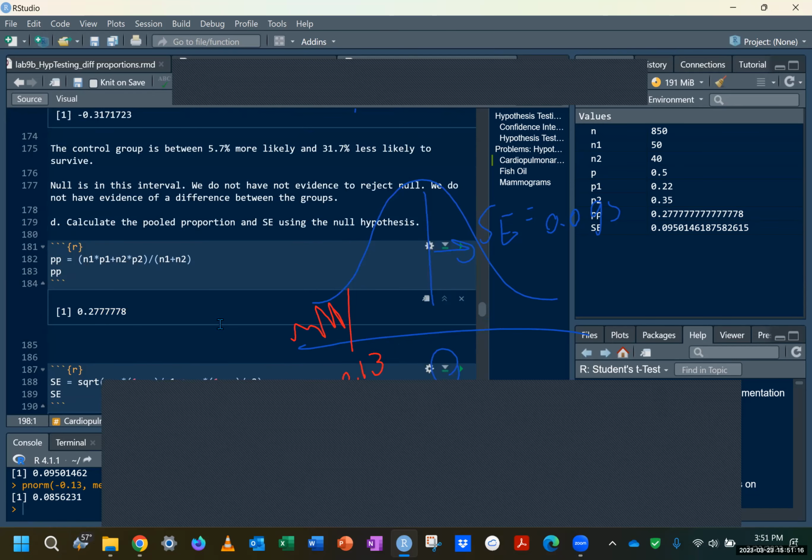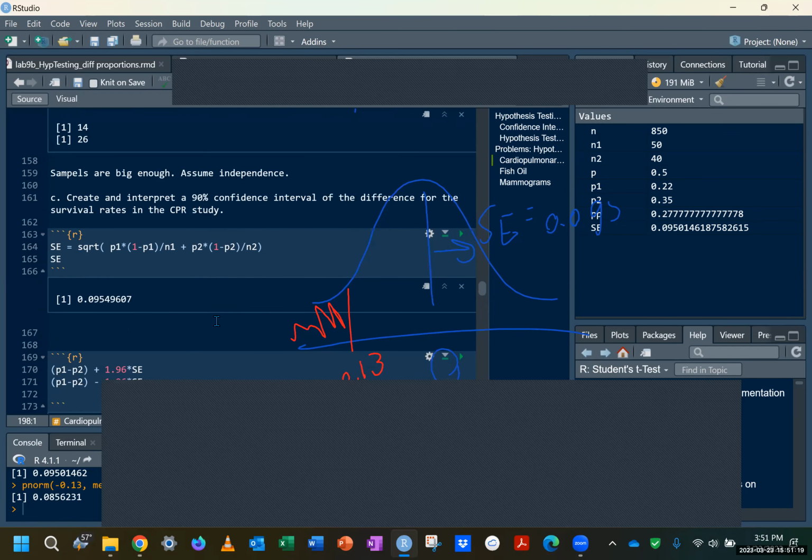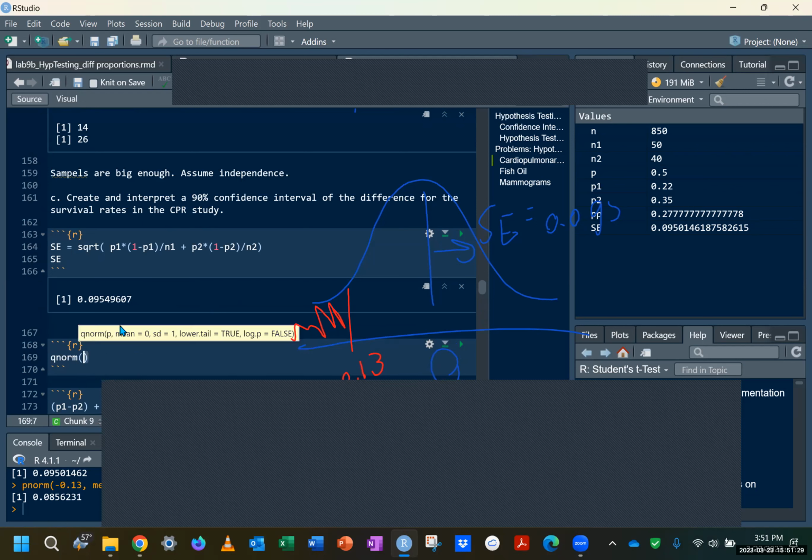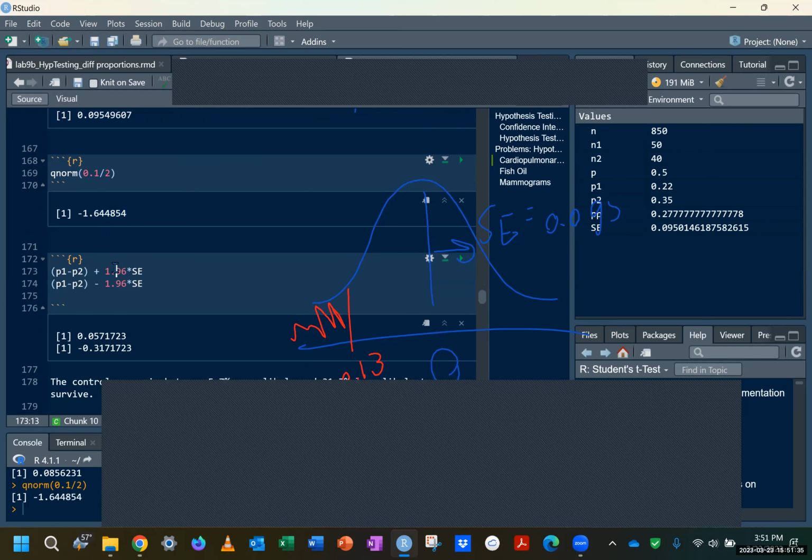So if I want to go back to my confidence interval, again, I made a mistake. I used the 95%. So if we want to use the 90%, I forget what that number is. qnorm of 0.9, or 0.1 divided by 2, 1.64. That's our confidence interval. So this is a case where our confidence interval shows the null. We have to reject it.